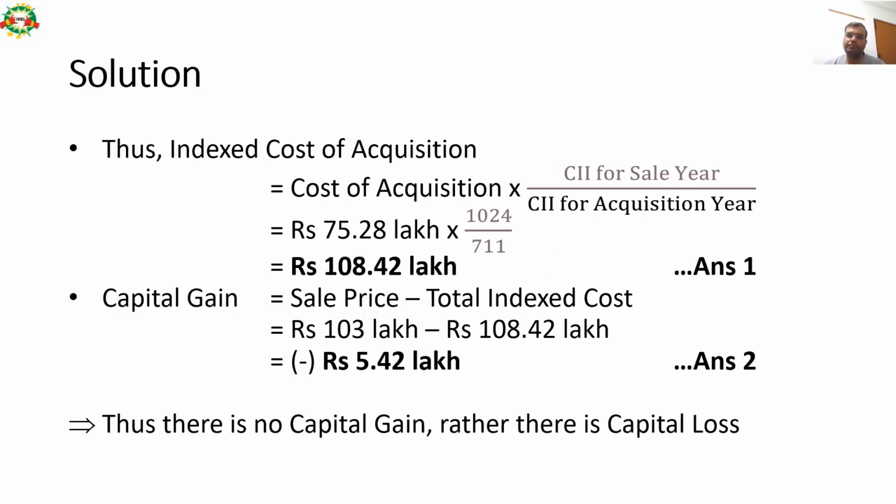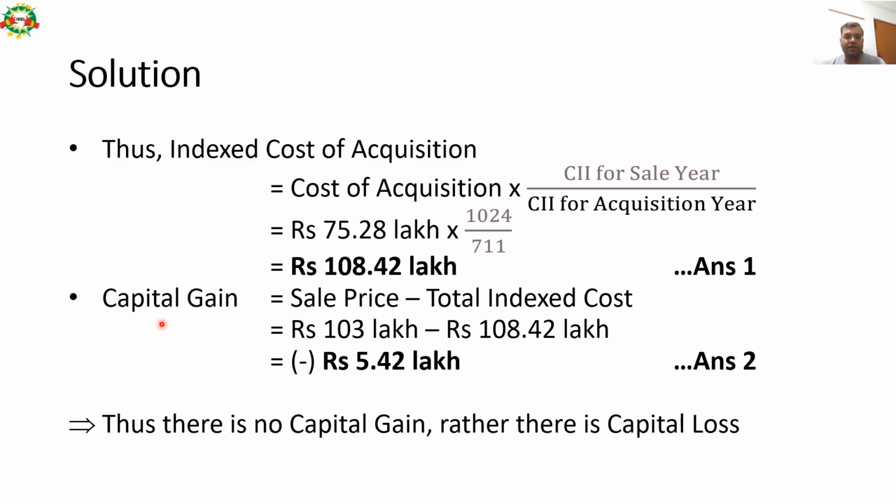Now index cost of acquisition is equal to cost of acquisition multiplied by cost index for the sale year. Since here the acquisition year is later than the base year, that means divided by the cost index for the acquisition year. All these three figures have been given in the question, and the result is 108.42 lakhs, which is the answer to question number 1 of part 1.